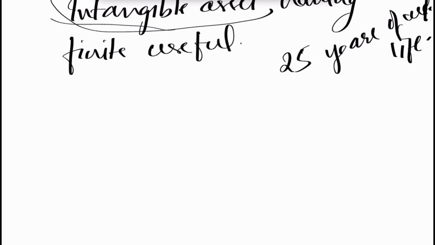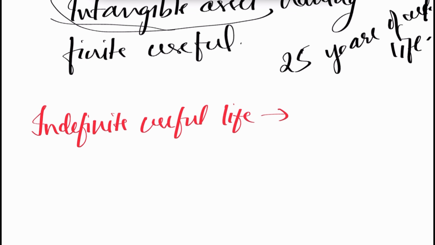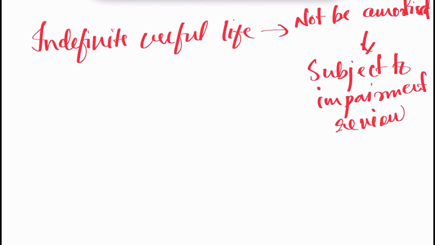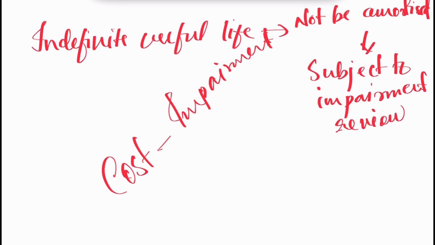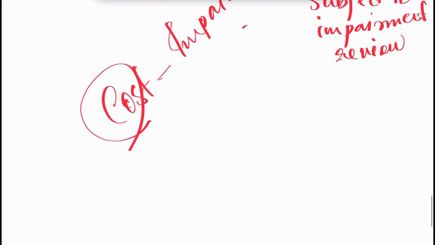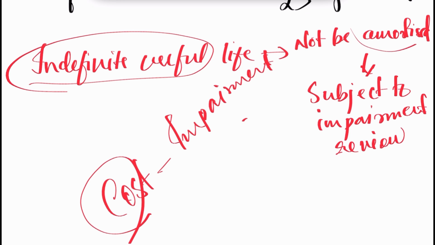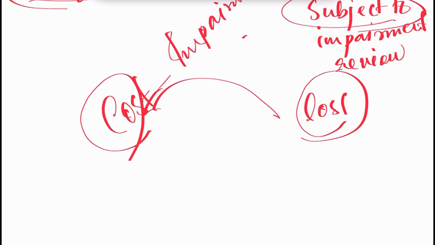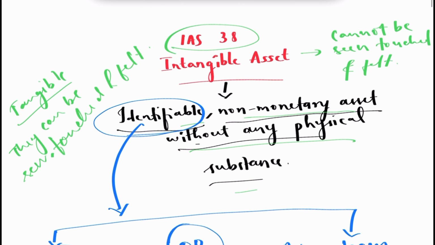If an intangible asset has an indefinite useful life, then it should not be amortized. Instead, it will be subject to impairment review. Therefore, the impairment should be reduced from the cost. In that case, if an intangible asset has an indefinite useful life, it should not be amortized. It should be subject to impairment review, and that impairment is a loss, and this loss should be reduced from the cost. So this is all about IAS 38 intangible asset.